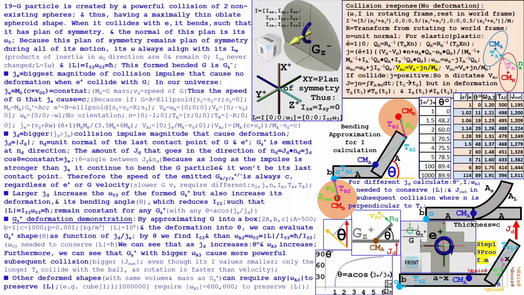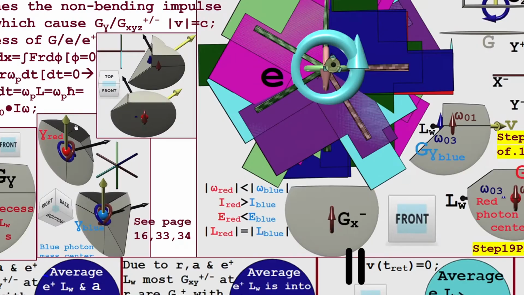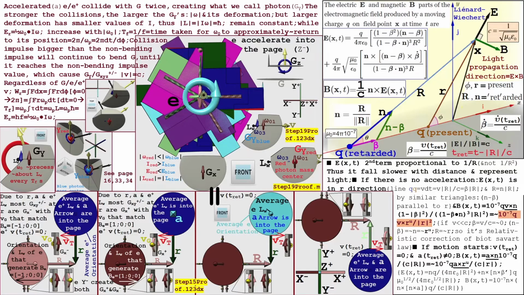Moreover, the former page also explains why the speed of any photon is the speed of light, regardless of the velocity of its source or its frequency. Because the shape of the bent G doesn't matter. What does matter is the impulse exerted on its last contact point. An impulse bigger than the non-bending impulse will continue to bend G, until it reaches the value of the non-bending impulse, which causes emission at the speed of light.